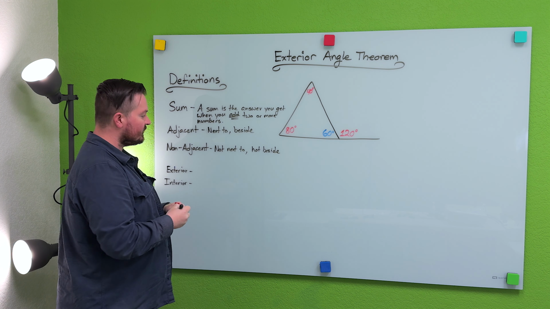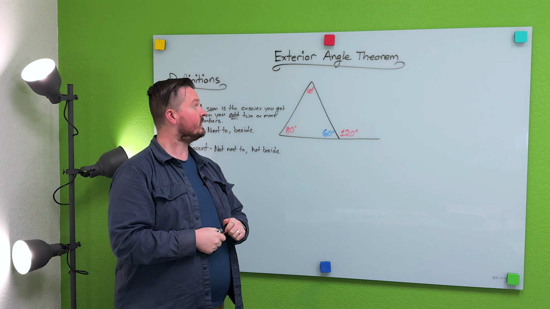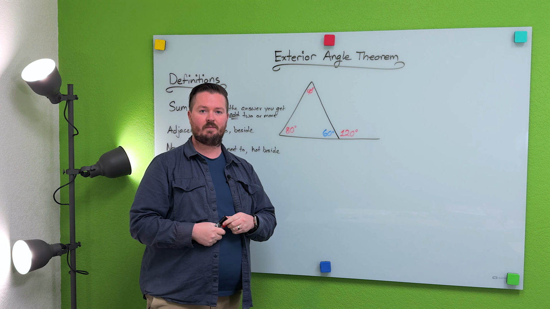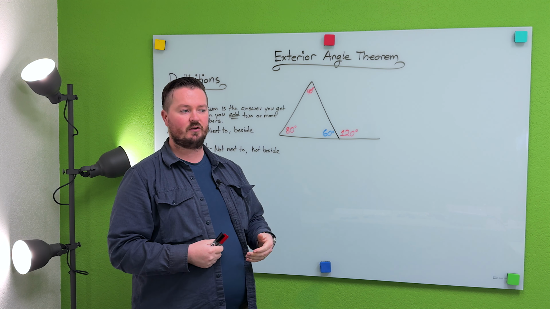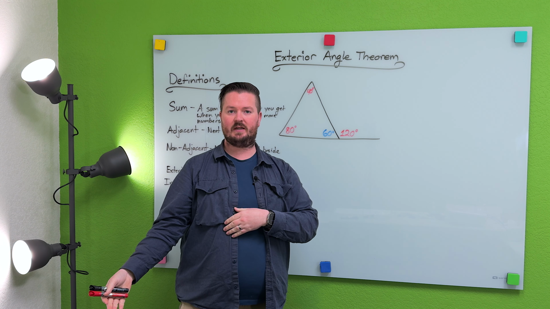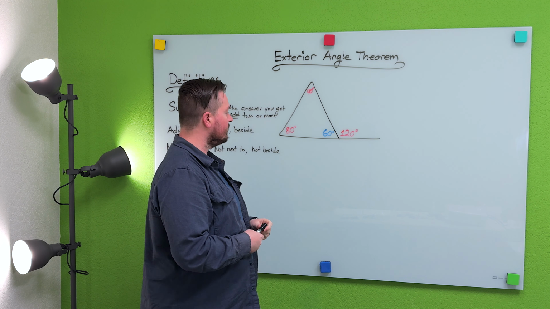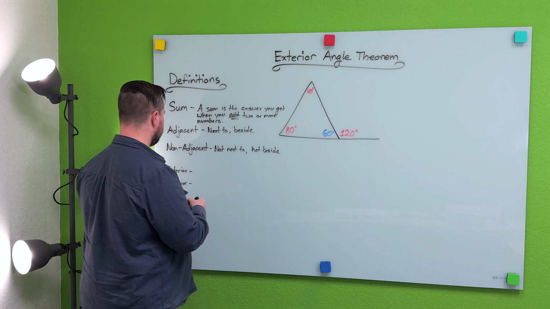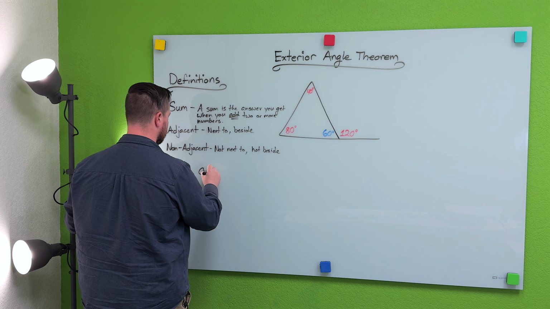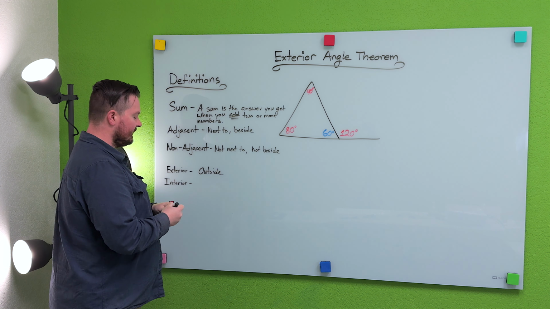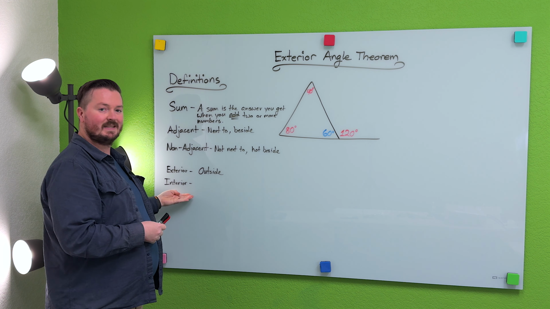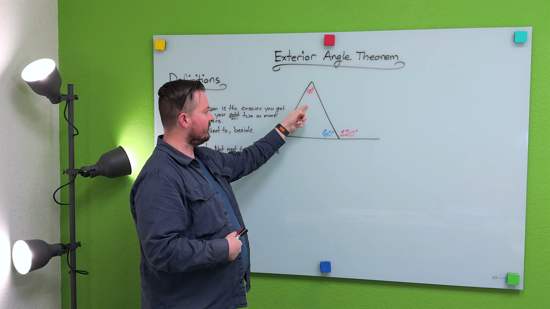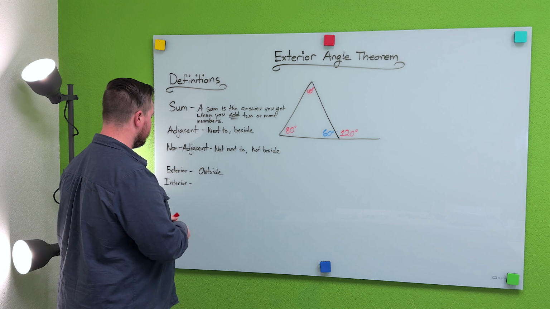Okay, last two definitions, then we can jump straight into this theorem. It'll be pretty fast. So the next definition is exterior. Exterior means outside. So you may hear someone say exterior of the building or an exterior of a car. So exterior in this context means outside of the triangle. And our final definition is interior. Interior is on the inside. So interior to the triangle would be the inside of the triangle.